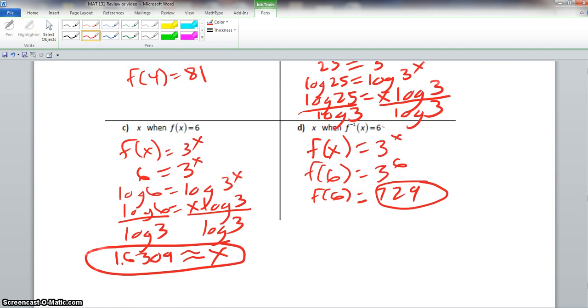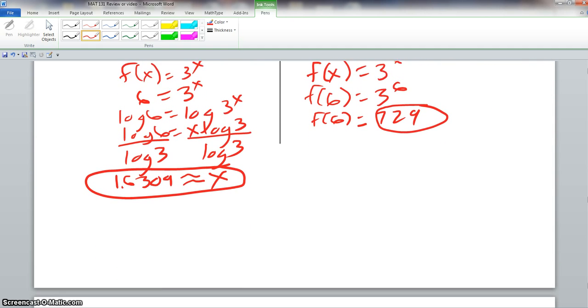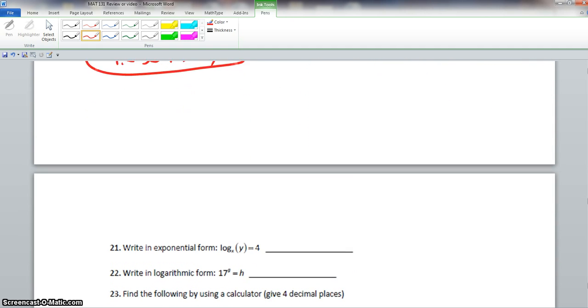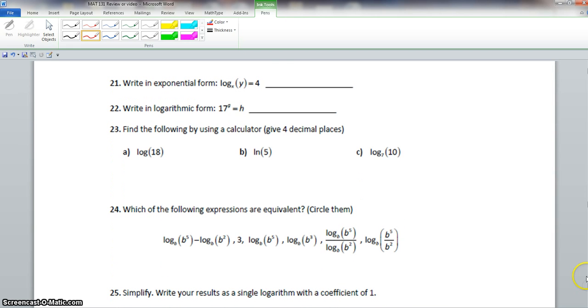Now, we scroll down to our next problem. It says write in exponential form. Log base x of y is equal to 4. So this will give us x to the 4th is equal to y.